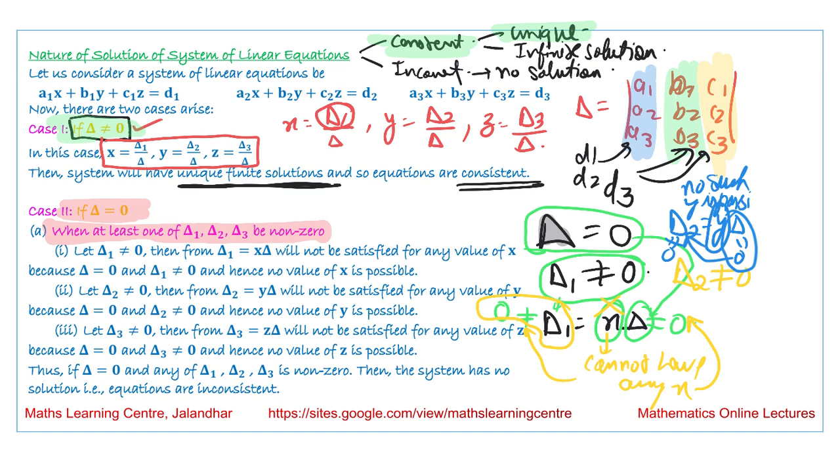So if at least one of delta 1, delta 2 or delta 3 is non-zero, then the system will have no solution; the system is inconsistent. So we are talking about the case over here: inconsistent, no solution. No solution will be there if delta is equal to 0 and at least one of these three, delta 1 or delta 2 or delta 3, is non-zero.